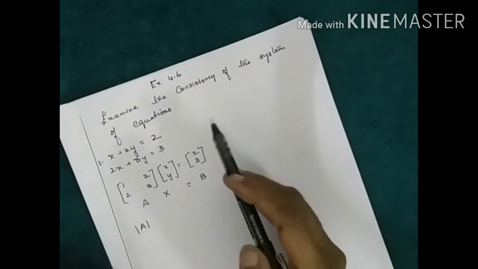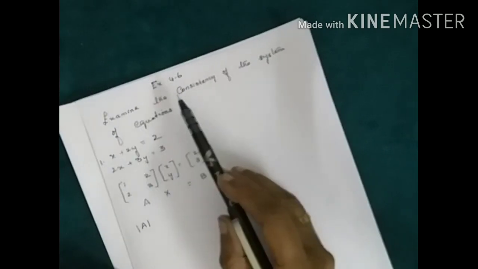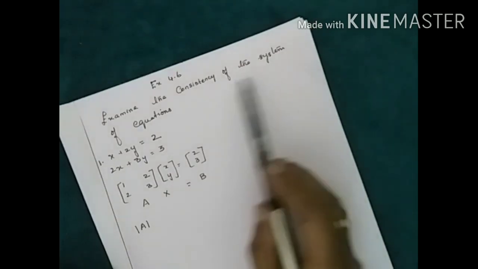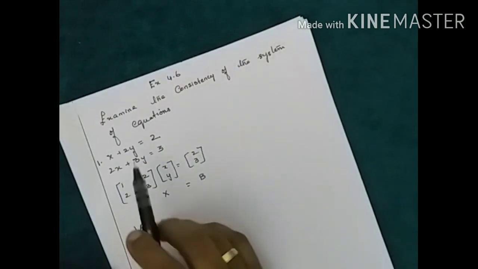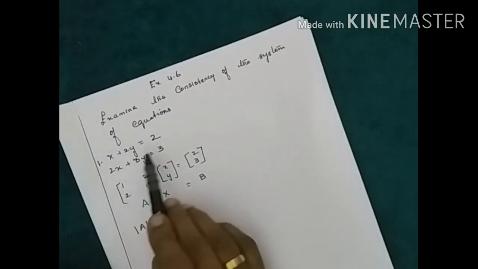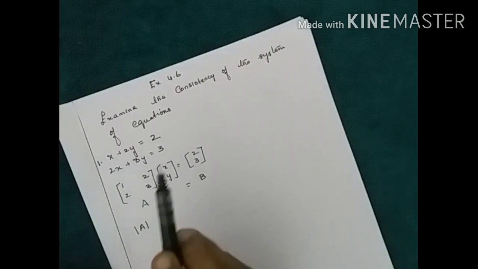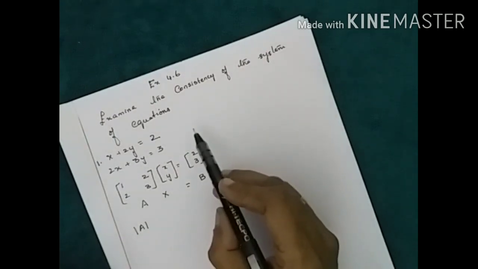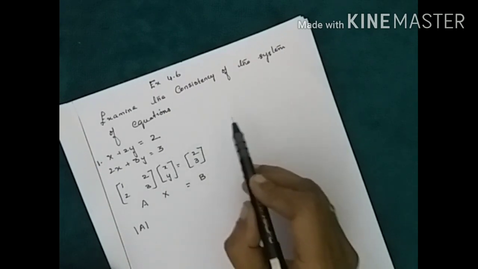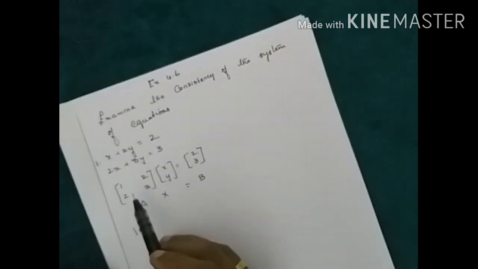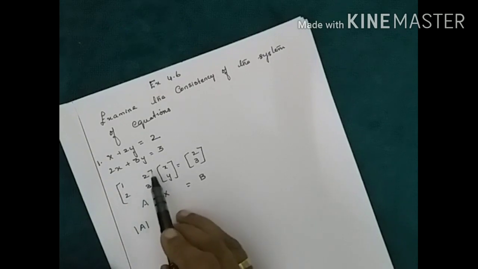Hello students, today let us do exercise 4.6. Examine the consistency of the system of equations. First question, x plus 2y is equal to 2, 2x plus 3y is equal to 3. Now we have to solve using matrix method. Okay, so we have to write this in the matrix form.